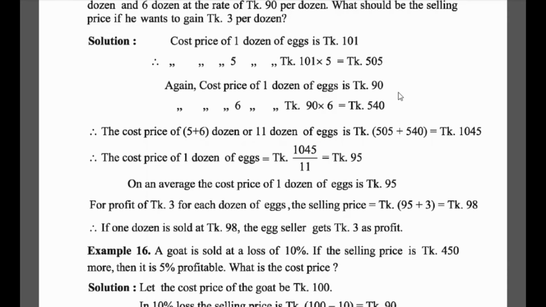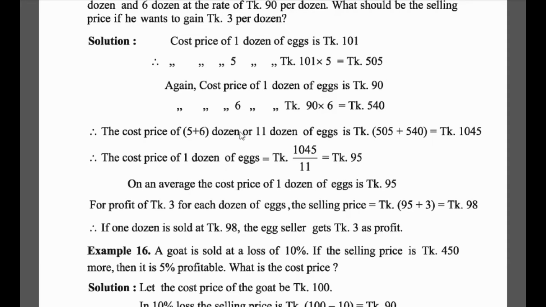These two amounts will be added: 505 plus 540. That means taka 1045. So this is the result of the cost price of 11 dozen of eggs.